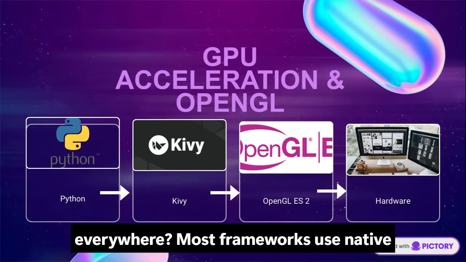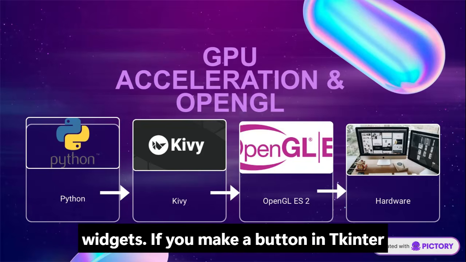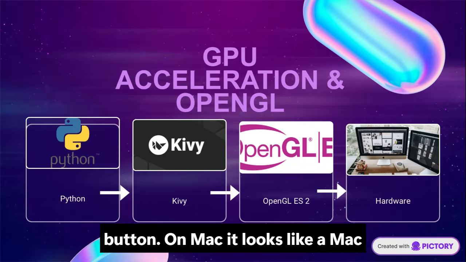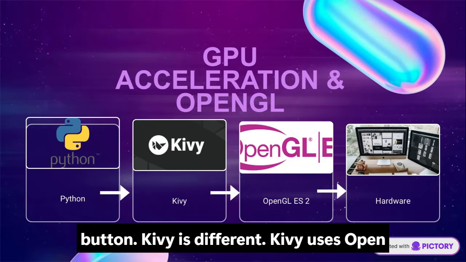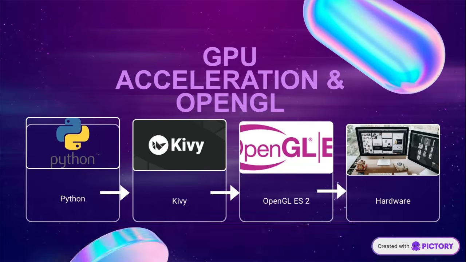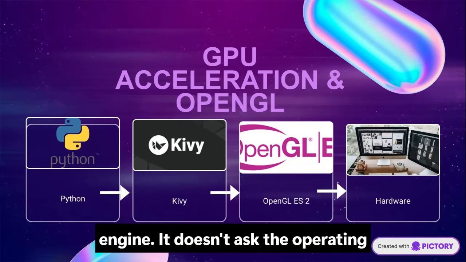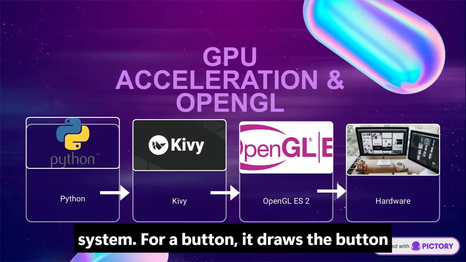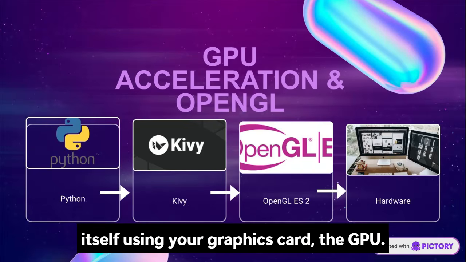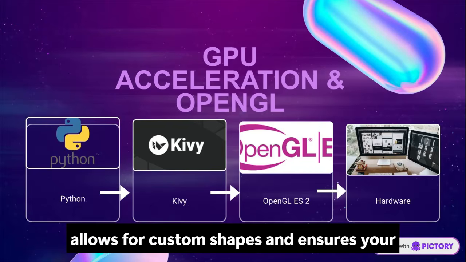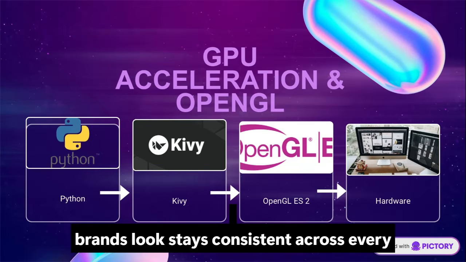Most frameworks use native widgets. If you make a button in tkinter on Windows, it looks like a Windows button. On Mac, it looks like a Mac button. Kivy is different. Kivy uses OpenGL ES 2. Think of Kivy like a game engine. It doesn't ask the operating system for a button. It draws the button itself using your graphics card, the GPU. This makes the UI incredibly fluid, allows for custom shapes, and ensures your brand's look stays consistent across every single device.